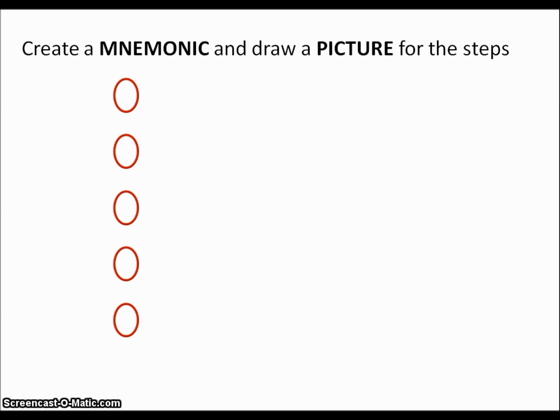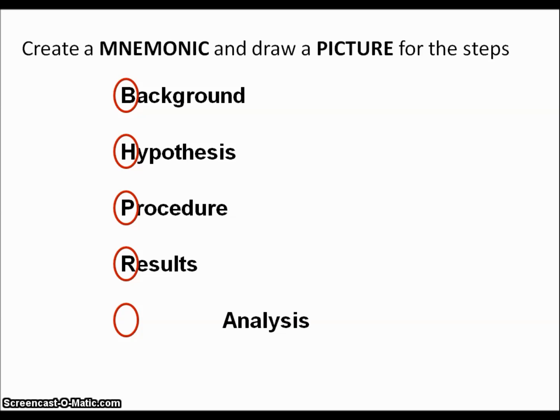All right, now for your homework. Let me explain what the homework is first, and I'm going to show you some examples. You are going to be creating a mnemonic and drawing a picture for the steps of the scientific method. Now, what's a mnemonic? Well, it's a lot like our RUF, our characteristics of living things. It's where you take the first letter of each step and you create a way to remember what that stands for. And so this is where you get to be really, really creative. Now remember, you're going to be drawing a picture to go along with this.